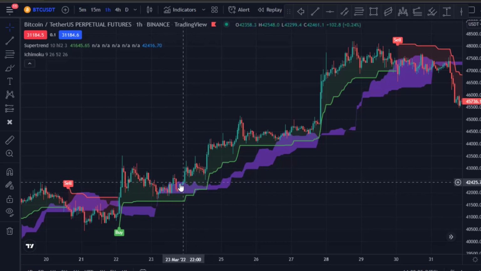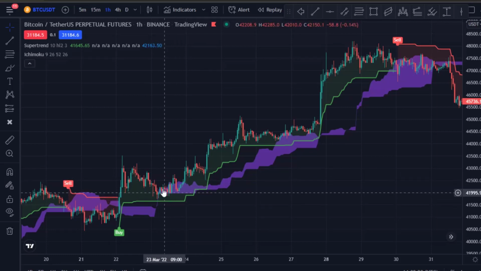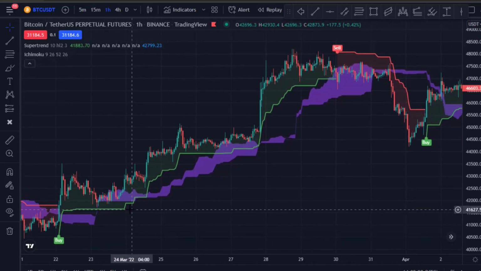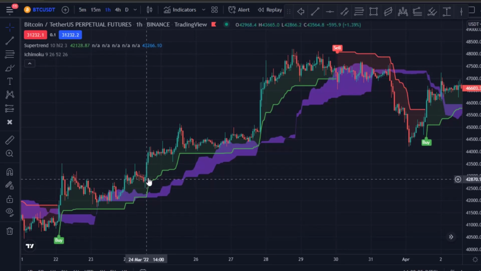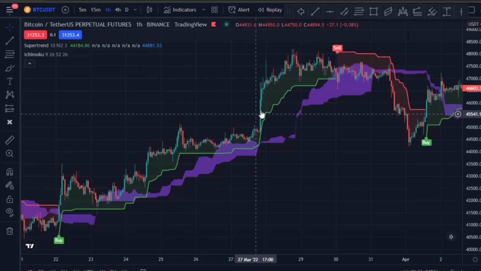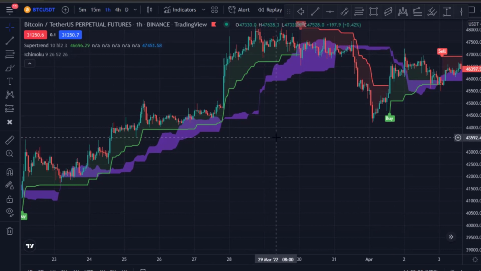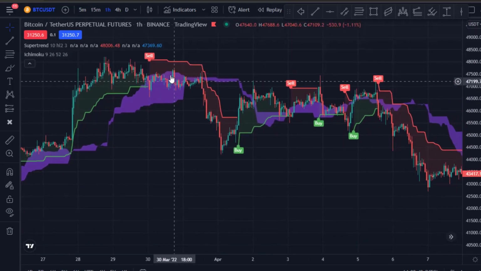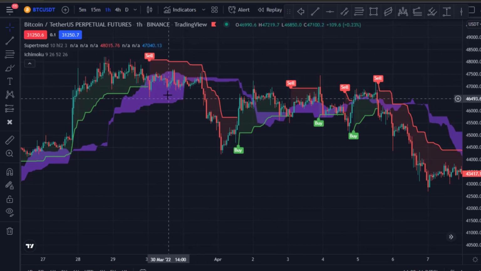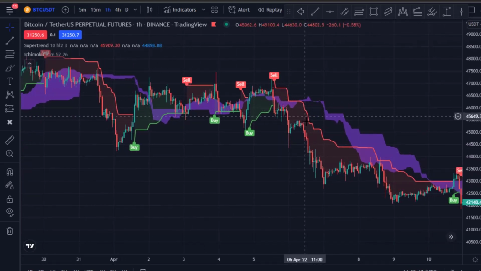Next, you can see the price is inside the clouds, so you also don't take any positions here. Next, you can see that the price is above the clouds while the Supertrend is colored green. So this is where you want to take your buy position. And it's the same for our sell signal as well. We only take sell positions if the price is below the clouds and the Supertrend is colored red.